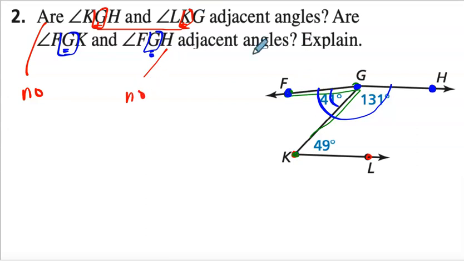Which ones are the adjacent angles here? So I'm just going to erase some of this work here. Alright, so which ones are the adjacent angles? FGK and angles HGK are the two adjacent angles here.